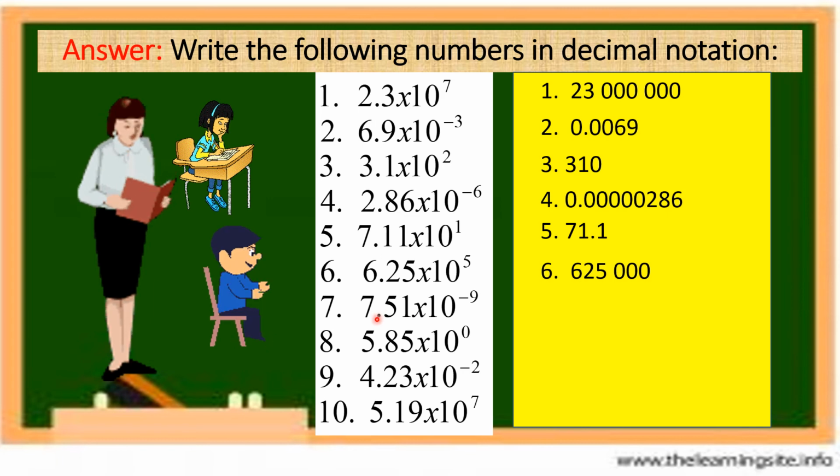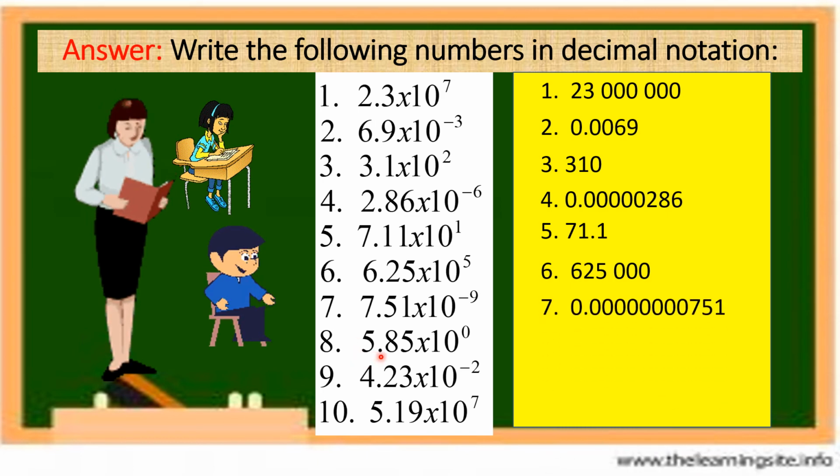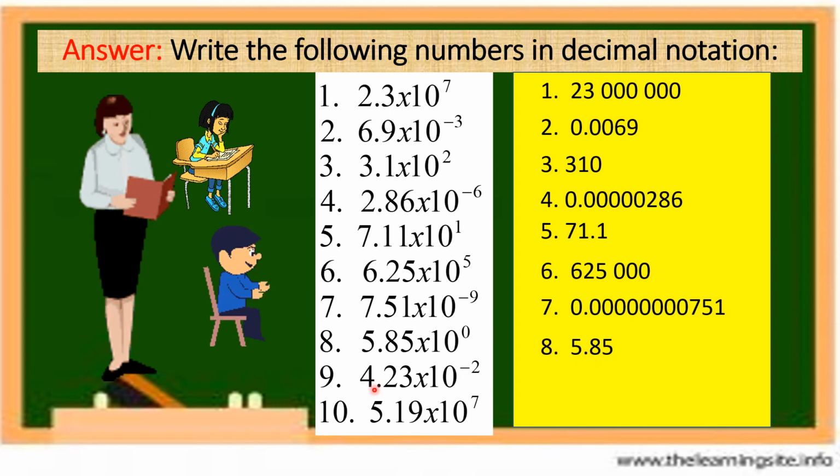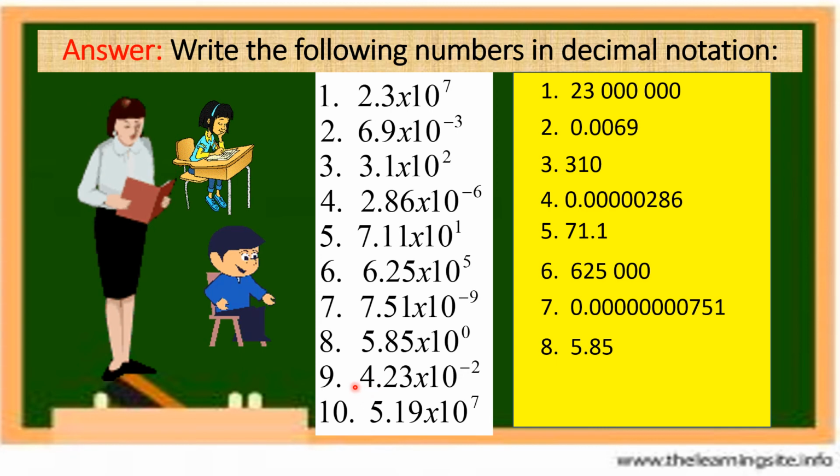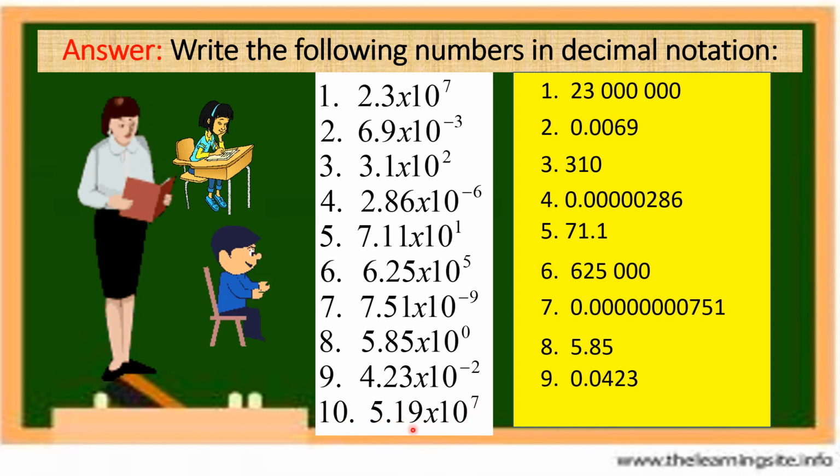7.51 times 10 raised to negative 9. We have already 1. We need 8 zeros. Then we have the last number, 5.85 times 10 raised to 0. This is still 5.85. So we have negative 2 as our exponent. We have already 1. We have 1 zero. Alright. And for the last number, 5.19 times 10 raised to 7. We have already 2, and we have 5 zeros.